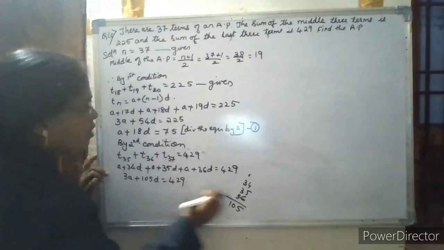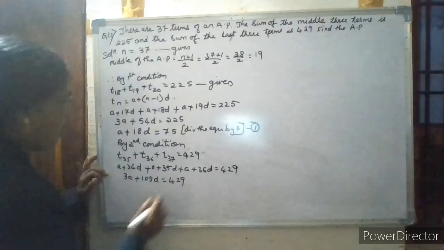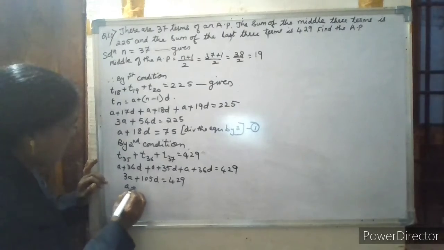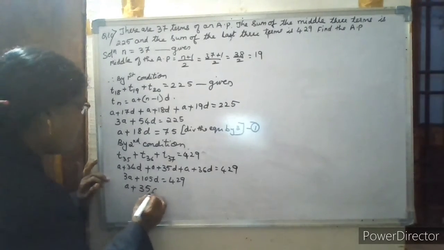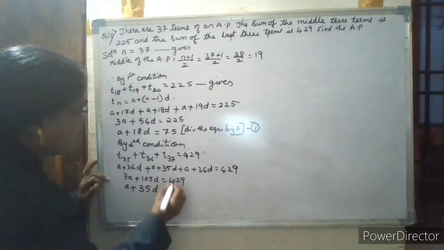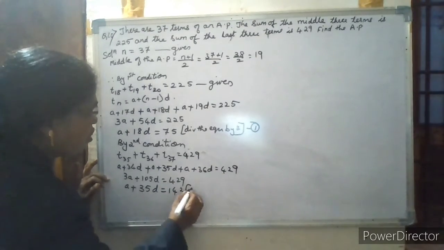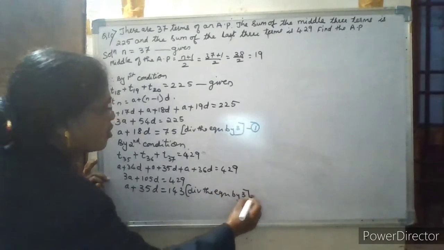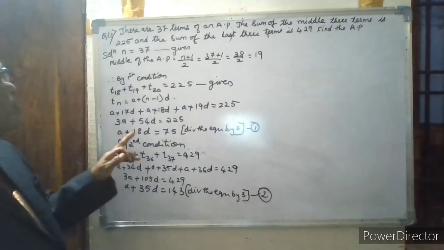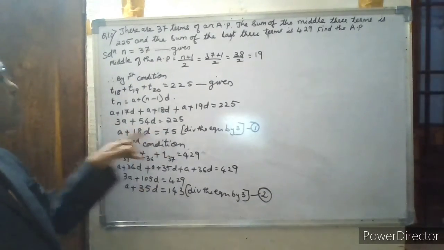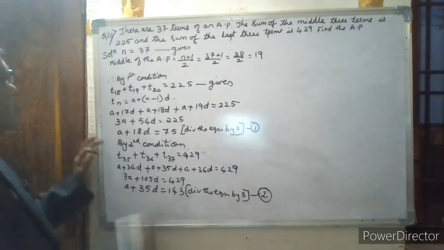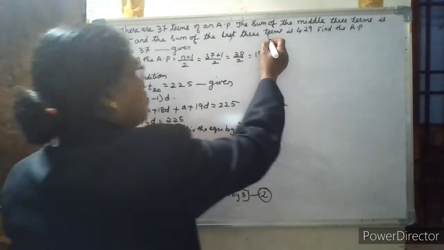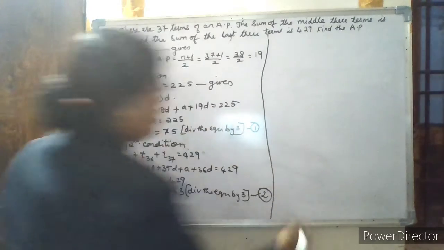Now again we can divide this equation by 3. When we divide it by 3 we get a + 35d = 143. We got this by dividing the equation by 3. Take this as equation 2. Now in equations 1 and 2 we have got two linear equations in two variables. Linear equations in two variables we can solve simultaneously using the simultaneous method.